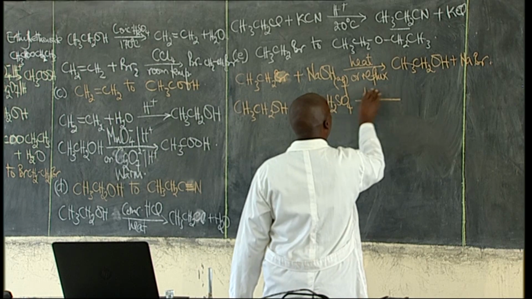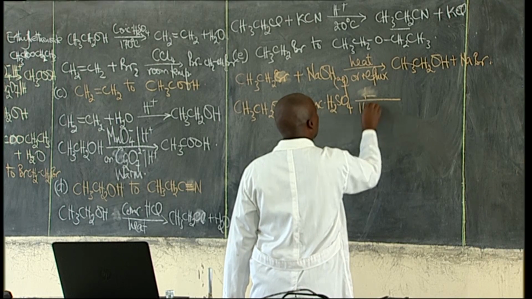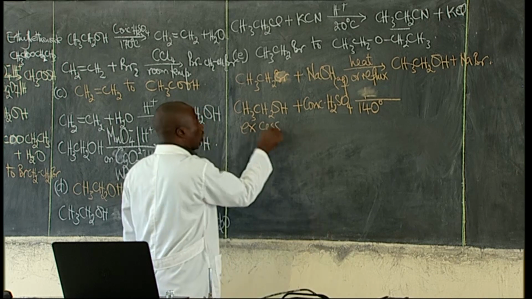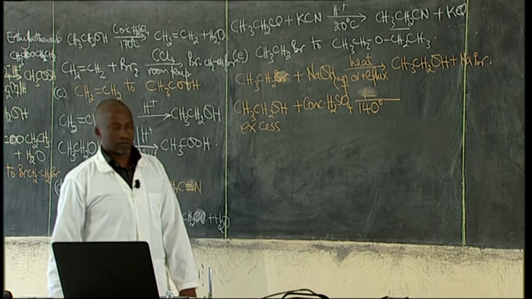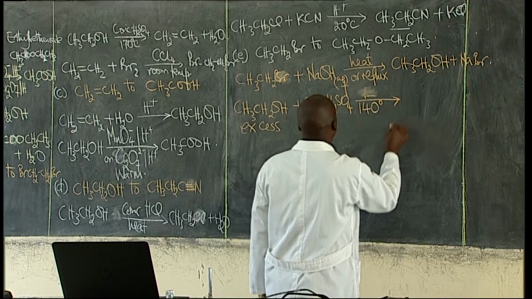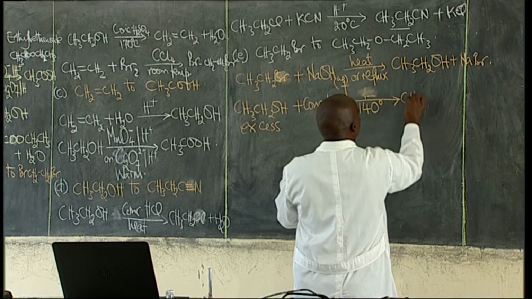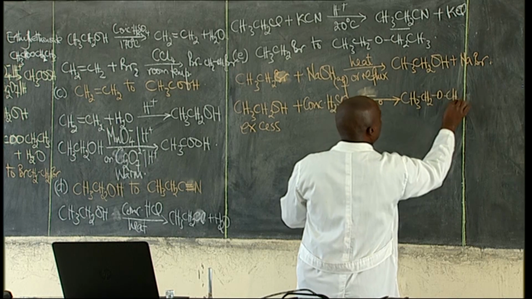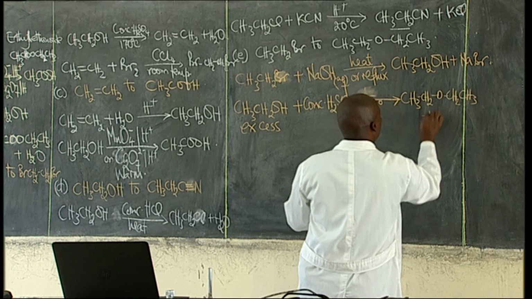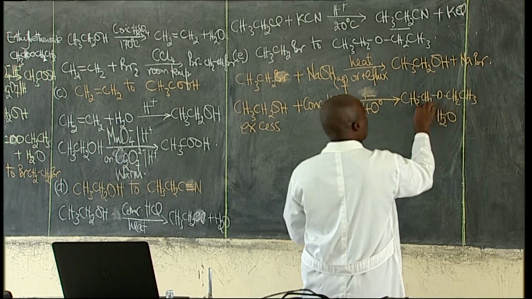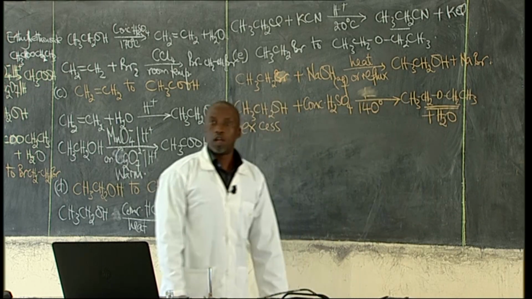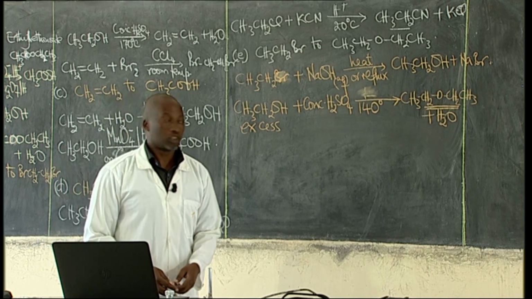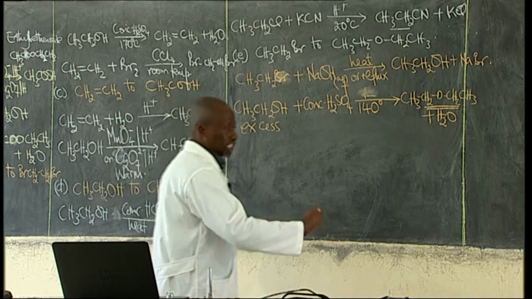At 140 degrees Celsius, and you remember we said the alcohol has to be in excess. So at 140 degrees Celsius, this will give us C2H5OC2H5, or CH3CH2OCH2CH3, plus water. So this is what we are looking for, and that is what gives us that answer. So these are some of the methods.